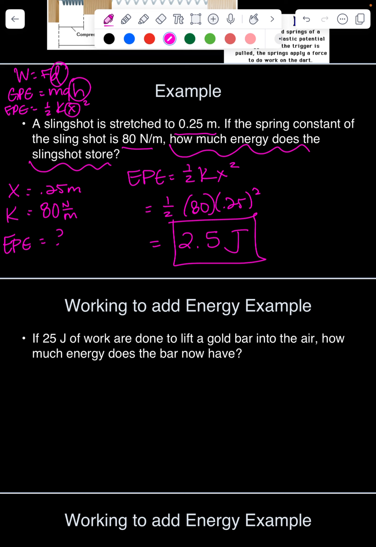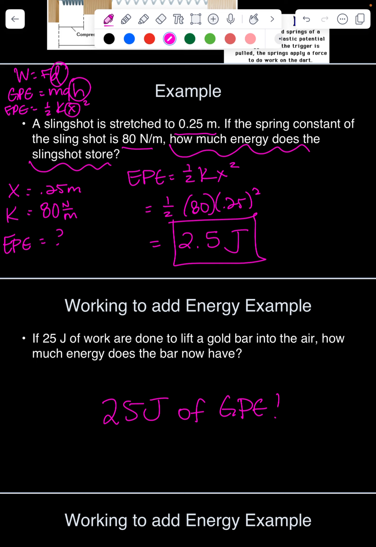Here, if we have 25 joules of work done to lift a gold bar into the air, how much energy does the bar now have? It has that same amount of energy, 25 joules of gravitational potential energy now. Again, if you are inputting work, that is causing a change in energy. So it did not have potential energy at the bottom, but as you lifted it up, you were giving it gravitational potential energy.